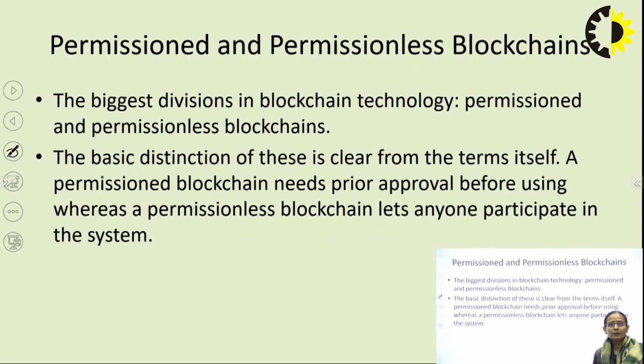This is another way of creating different types of blockchain other than public, private or consortium blockchain. That is, we have permissioned and permissionless blockchains. The basic distinction is clear from the term itself. A permissioned blockchain needs prior approval before using it, whereas in the case of a permissionless blockchain, anyone, any party, can join the network.